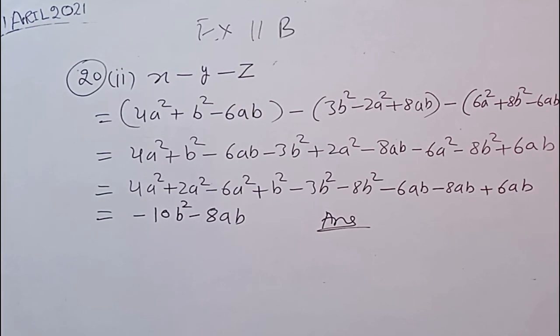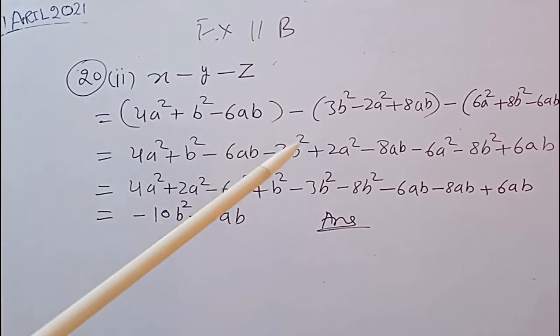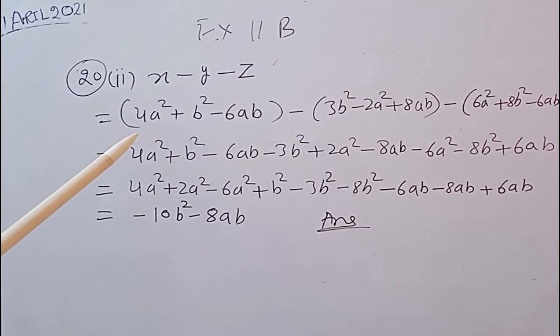Children, I am taking question number 20, second part, x minus y minus z, and the values of x, y, z are given. X is 4a square plus b square minus 6ab, y is 3b square minus 2a square plus 8ab, and z is 6a square plus 8b square minus 6ab. So write the values, we get 4a square plus b square minus 6ab minus 3b square minus 2a square plus 8ab minus 6a square plus 8b square minus 6ab.